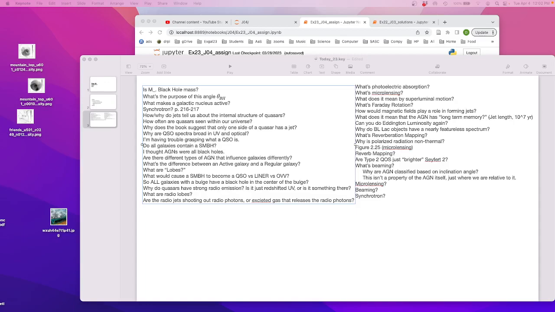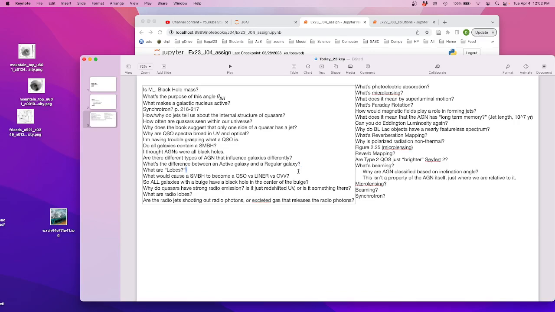What's the difference between an active galaxy and a regular galaxy? A regular galaxy doesn't have a black hole that's feeding. Our galaxy is not active because there's not enough stuff around the black hole.